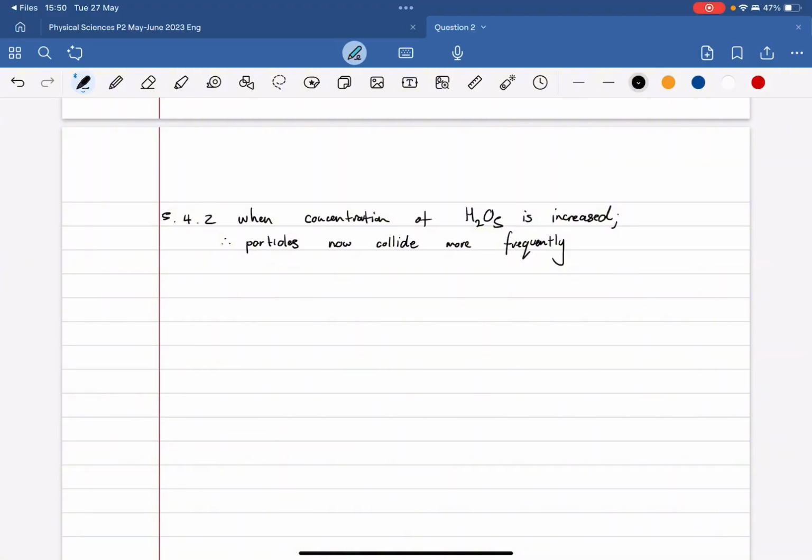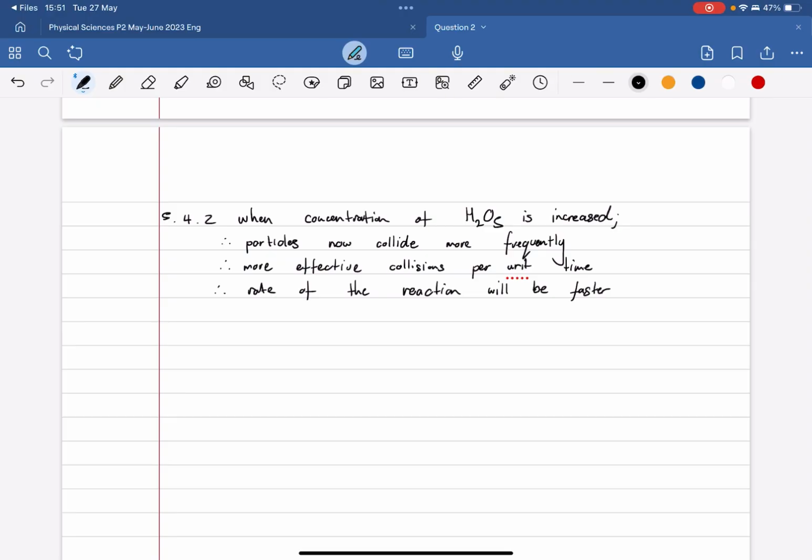And because you've got more collisions, therefore you will have more effective collisions per unit time, and therefore the rate of the reaction will be faster. So anything that you change in the system that allows for more effective collisions per unit time will always increase the rate of reaction.